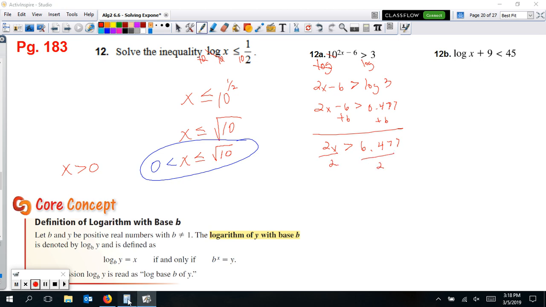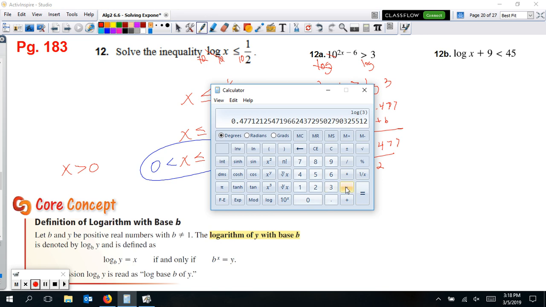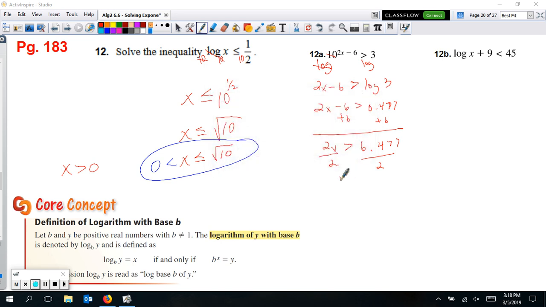So dividing by 2, let's grab that calculator again. I added 6 to this, and now I'm going to divide it by 2. And it equals 3.239. Let's go 3 decimal places. 3.239. That's what x is greater than. So we don't have to worry about anything on this one as far as this part's concerned.